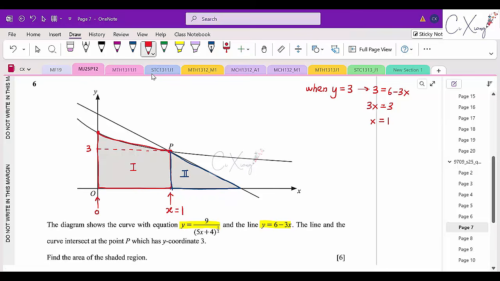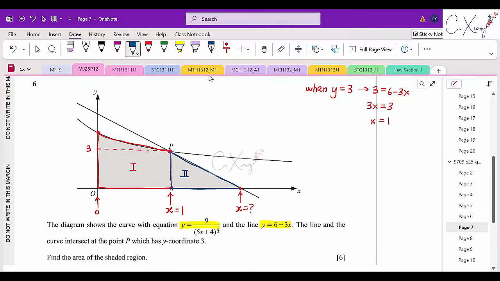Okay, then after that, for the triangle here also, I need to know what the x-intercept is, so that later I can calculate the length of the base. So what is the value for x here? Okay, then we continue to calculate.